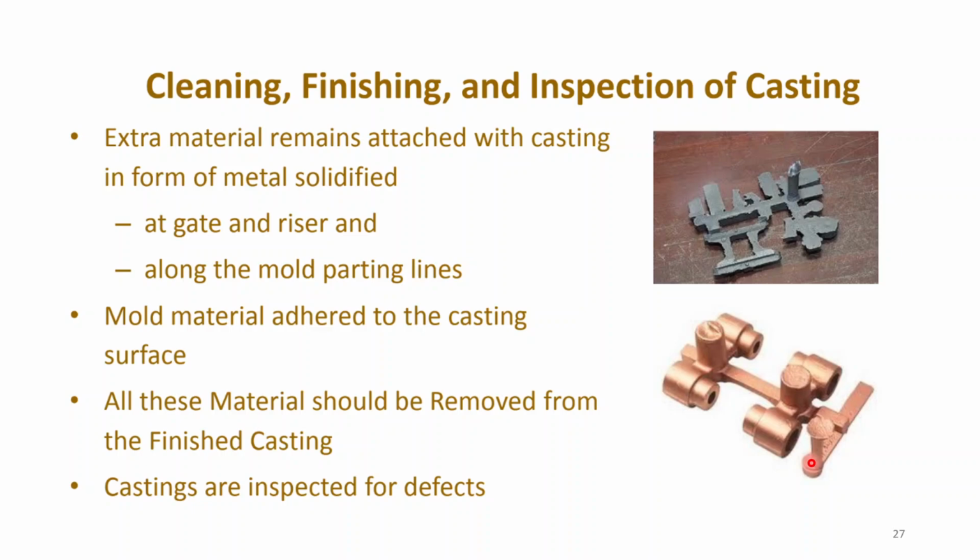Next is mold material adhered to the casting surface. If you used a sand mold, then some sand will also get adhered to the molten metal. After solidification, the sand will be attached to the metal, so that also you have to remove. So all these materials should be removed from the finished casting.